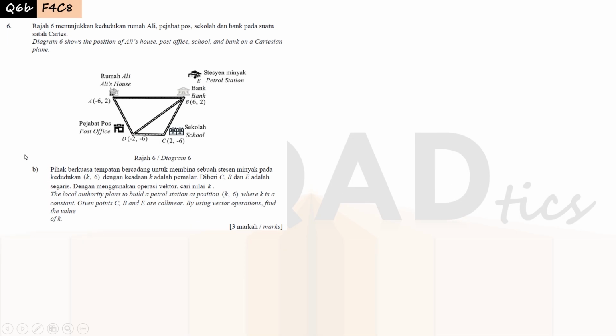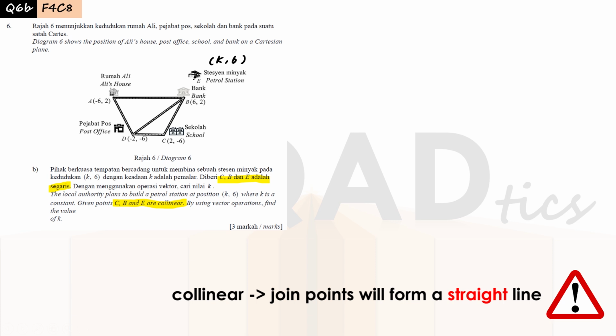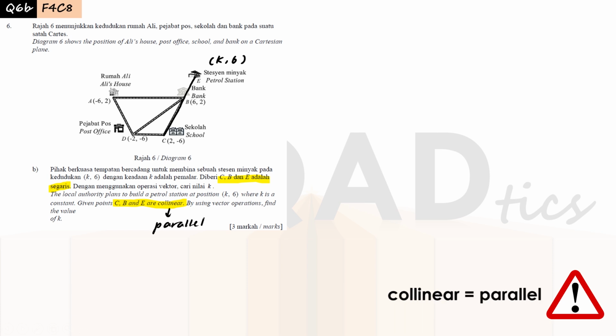And for part B, it says that they are planning to build this petrol station at point E, which has a coordinate of k6, and it says that the points C, B, E are collinear, right? So this means if I join up E, B, and C, the line would be a straight line. Okay. This also means that they are parallel.